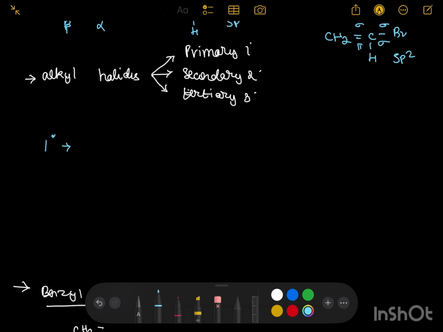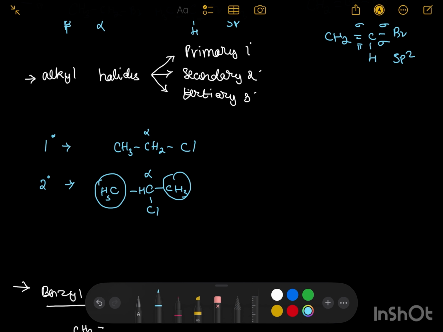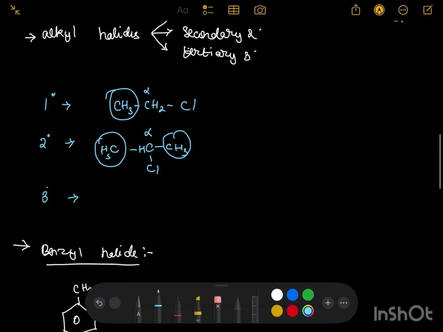So over here, the carbon carrying the halogen is attached to one carbon. That means CH3, CH2, Cl. Basic example, one carbon. Alright, secondary is when the carbon carrying the halogen is attached to two carbons, like CH3, right? So this alpha carbon is attached to two other carbons. That is a secondary. Over here, the alpha carbon is attached to one other carbon. Tertiary is when the alpha carbon is attached to 3 other carbons, right? Is it clear?